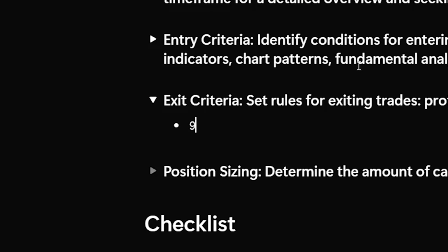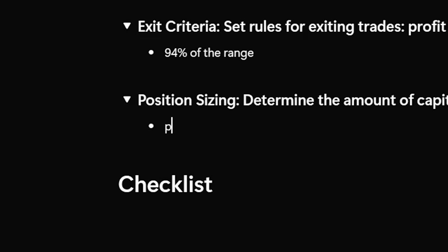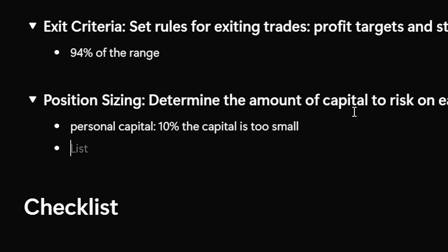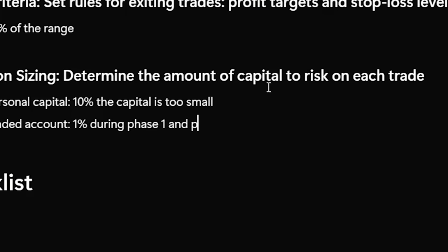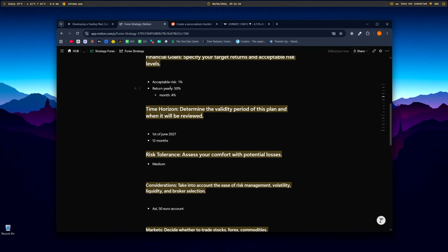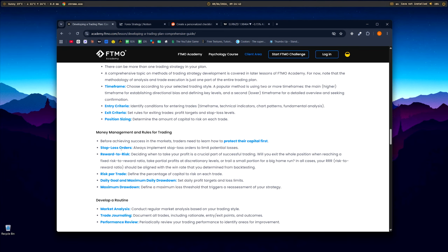Exit criteria, 94% of the range. Position sizing. So in my personal capital, 5-10%, because the capital is too small. So even 0.01 lot is like €3, so it's already 5%. For a funded account, 1% during phase 1 and phase 2, and then 0.5% when funded. This result is with a 0.5% risk. So this one is money management: stop loss orders, always implement stop loss orders to limit potential losses.